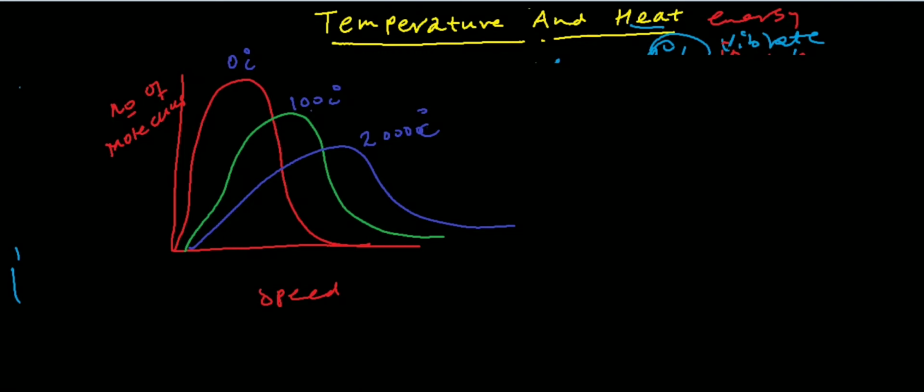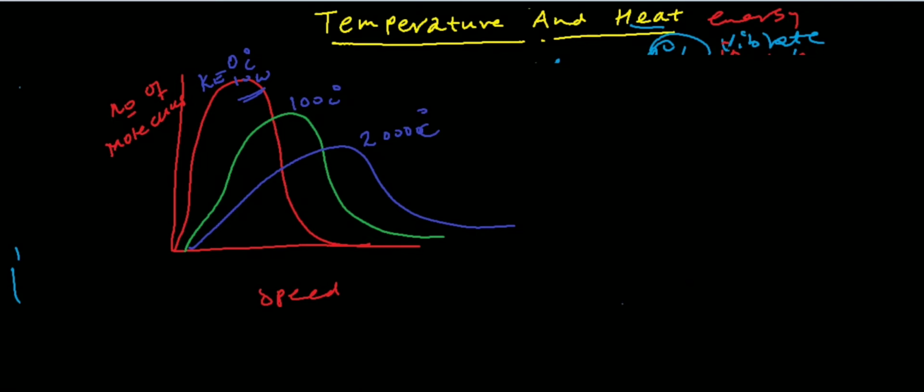If we look at the figure, we can see that at 0 degrees Celsius, most particles have relatively low speed, hence a relatively low kinetic energy. Only a relatively small number of particles have high speed and high kinetic energy.